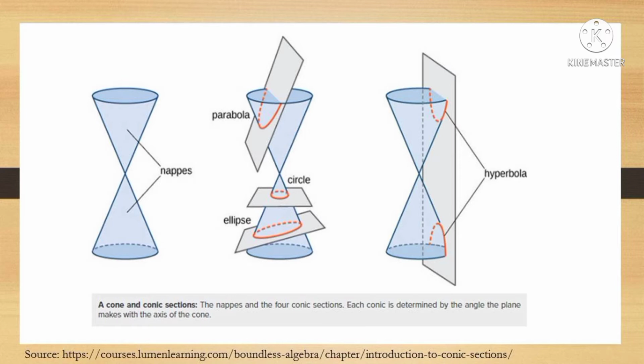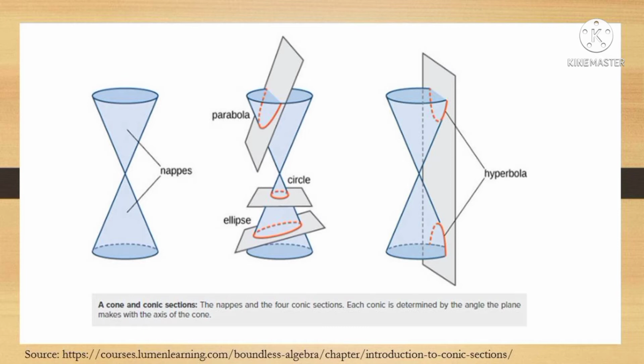Conic sections can be generated by intersecting a plane with a cone. A cone has 2 identically shaped parts called nappes. One nappe is what most people mean by the cone and has the shape of a party hat. Conic sections are generated by the intersection of the plane with the cone.